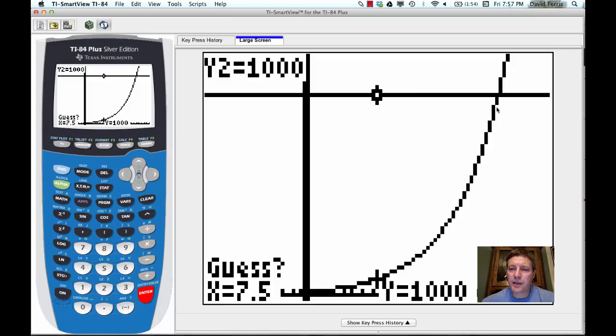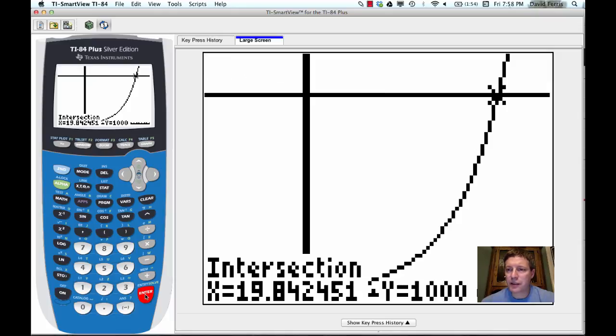In this particular case, there's really only one intersection, and so a guess is really not necessary. If you had graphs that intersected 3 or 4 places, you would have to tell the calculator which one to look at. But I will just say enter because I'm pretty sure that's the only intersection in the neighborhood, and there it is.